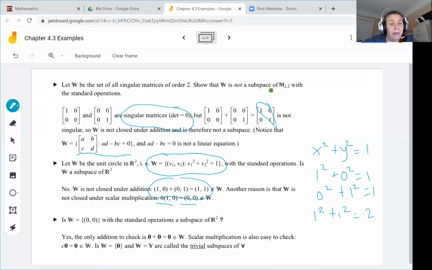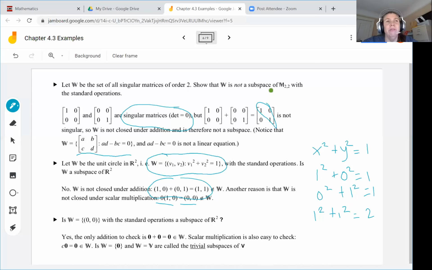Moving on to our third bullet. Is W equals {(0, 0)} with the standard operations a subspace of R2? So the origin in R2. And yes, because the only addition to check is that 0 plus 0 equals 0. Scalar multiplication is also easy to check. C times 0 is also 0, which is in W. So W equals the 0 vector is called the trivial subspace of V.